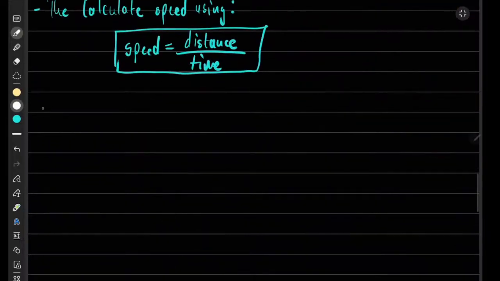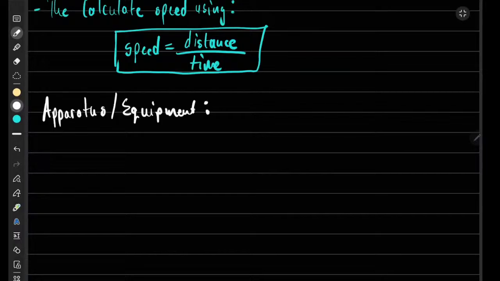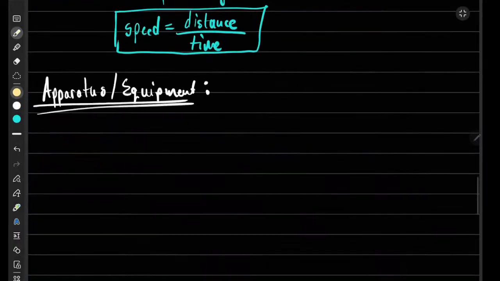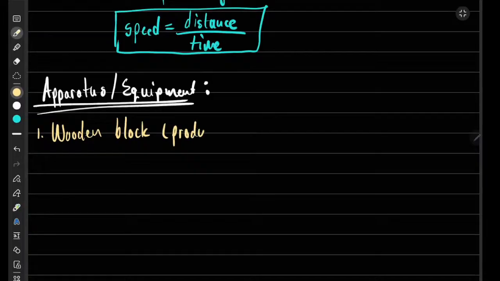Now let's start. Apparatus, or sometimes at your level, it's called equipment. Whether they call it equipment or apparatus, I actually don't care. It's the same thing. We're going to use more of apparatus when you get to A level. Number 1, wooden blocks, to produce sound. I'm giving you the use of them.